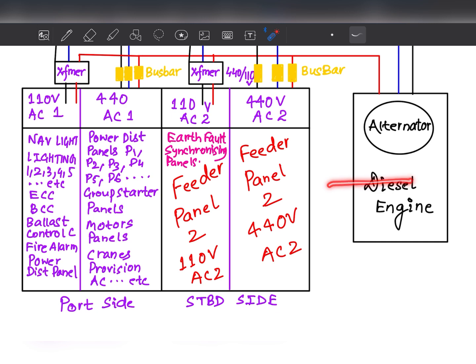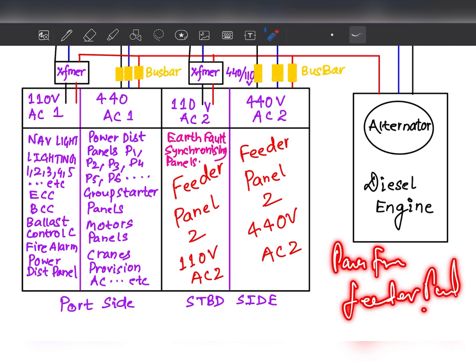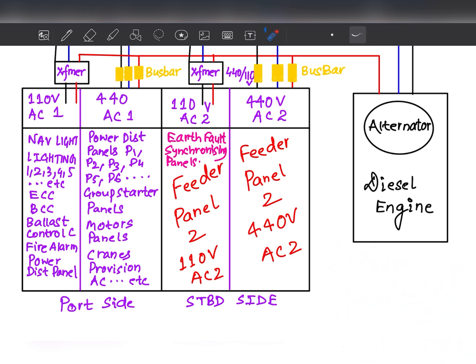What is a group starter panel? A group starter panel takes power from the feeder panel. In the group starter panel, there are several motor starters, for small motors and big motors. There are so many starters in the group starter panel for starting or stopping the motors. There are also power distribution panels getting power from the feeder panel: P1, P2, P3, P4, P6, motor panels, crane, provision, AC, all getting power from this feeder panel.